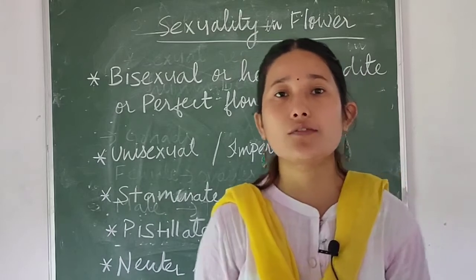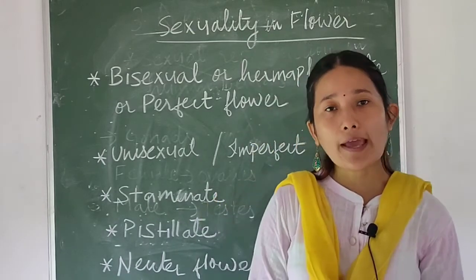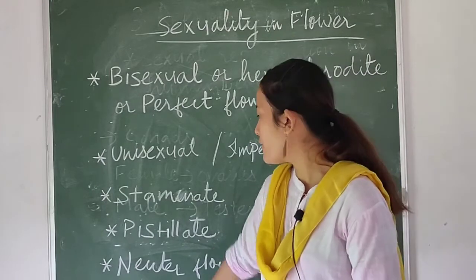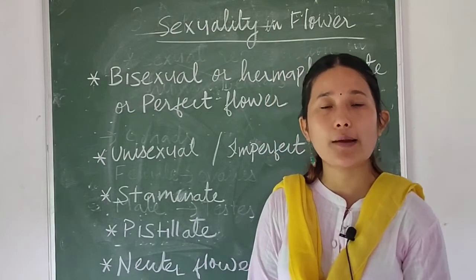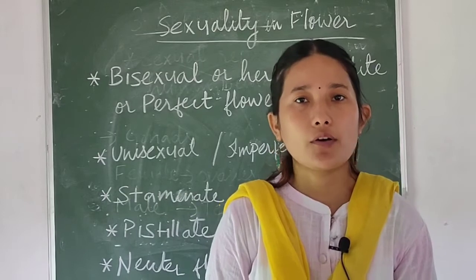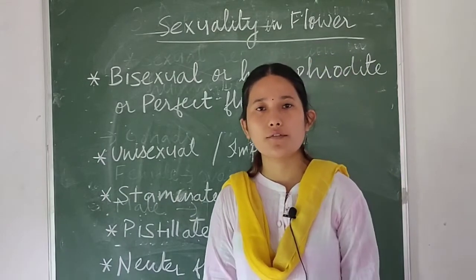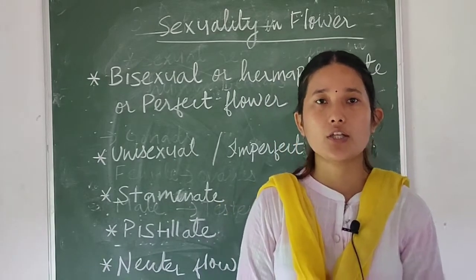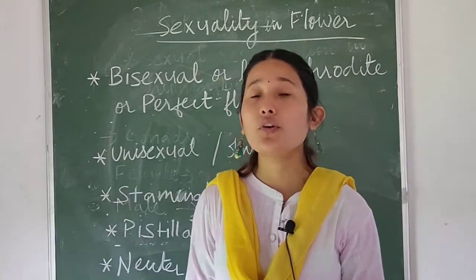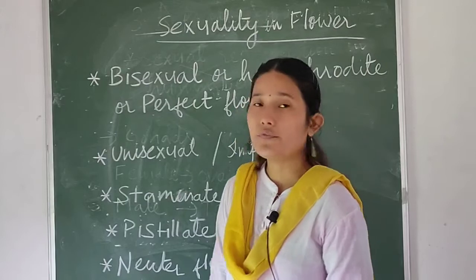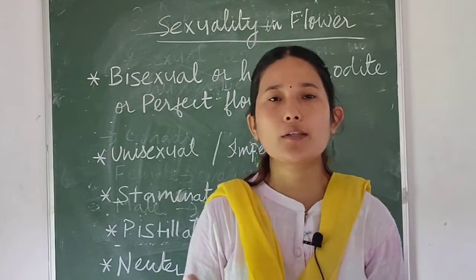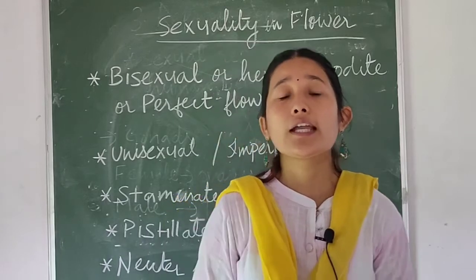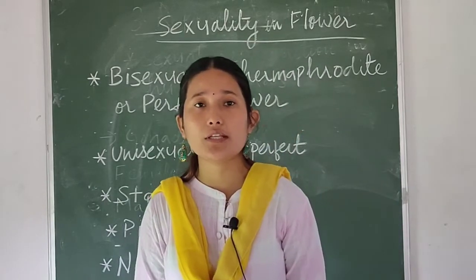Now there are certain flowers where you don't have either male or female reproductive part. Those flowers are referred to as neuter flowers. Example is your sunflower. The ray florets of sunflower don't have either male or female reproductive part. So that's all you have to know in sexuality of flowers. What the male reproductive parts of a flower are, and what the female reproductive parts are, we have already discussed in detail in our previous class.